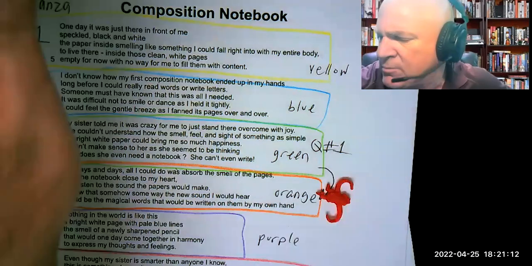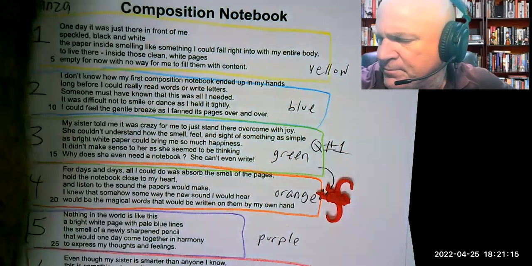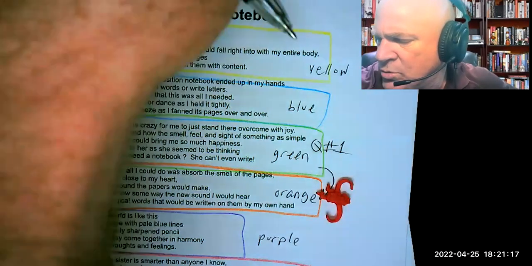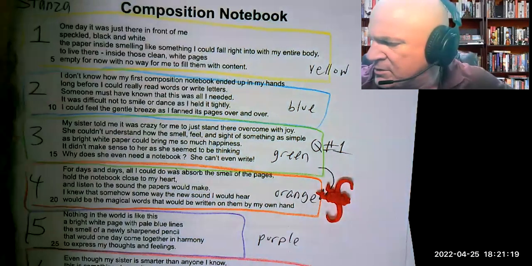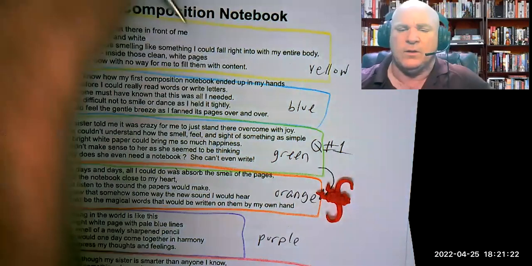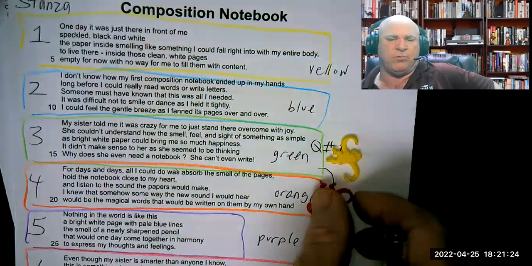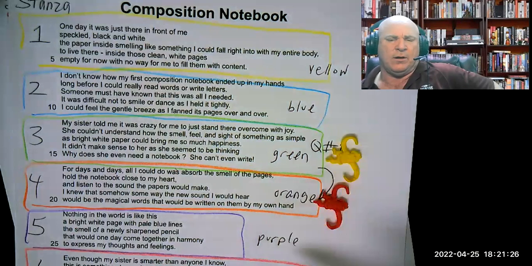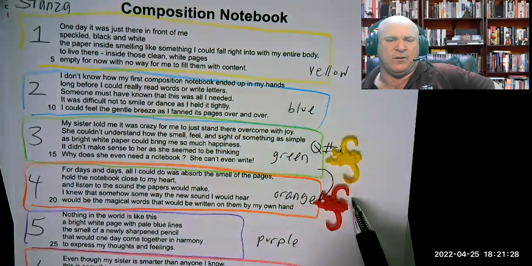So I'm going to show you by going backwards that in this case, the question is about the reaction of the speaker, not the actions or thoughts of the sister.